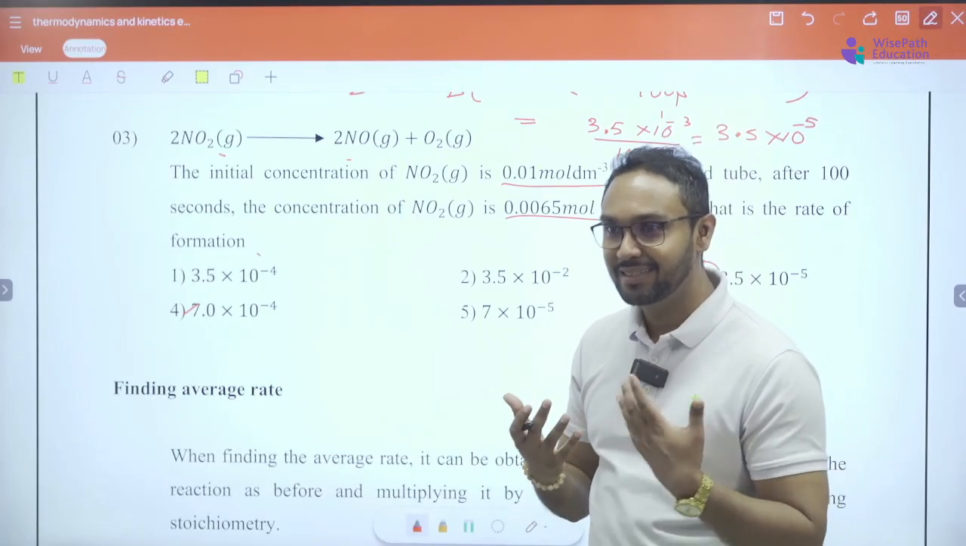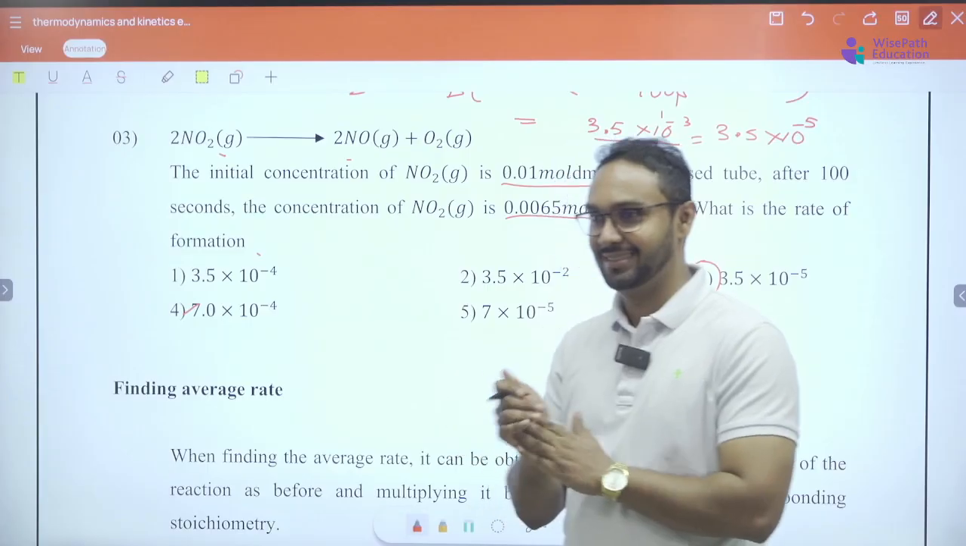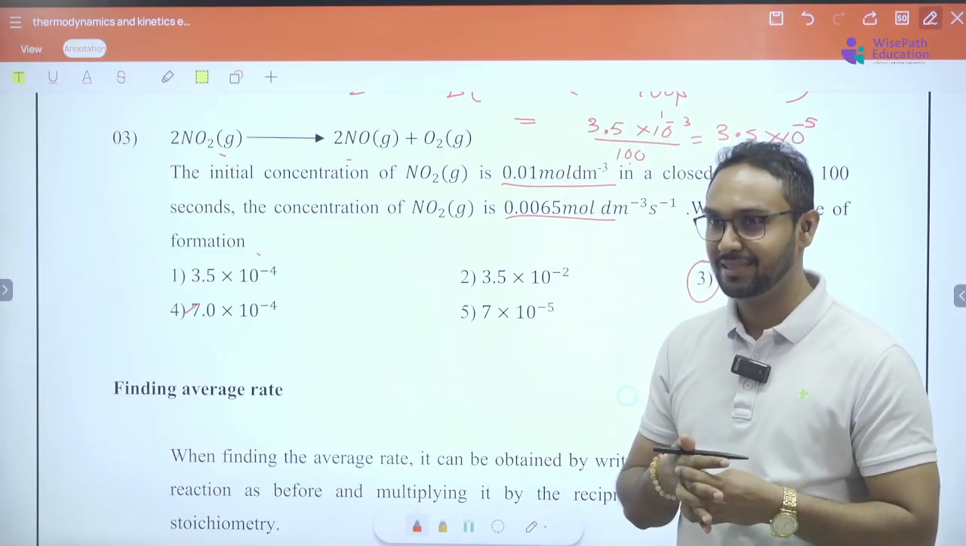How do you make everything equal? This is very simple.